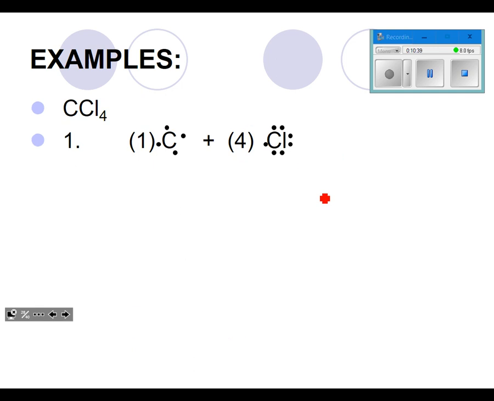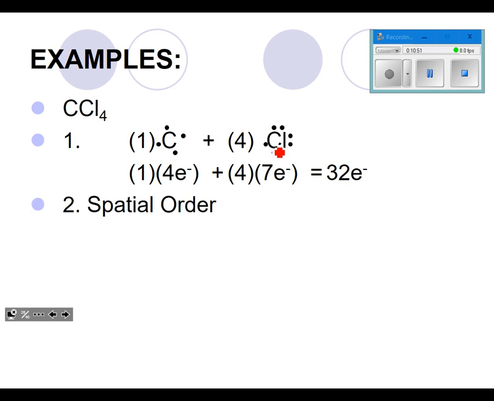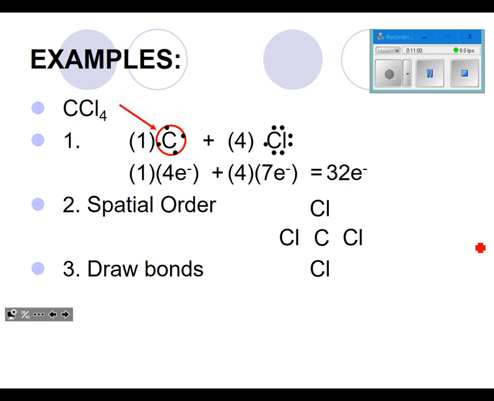Our next example, CCl4. Carbon has 4 valence electrons, chlorine has 7. So 4 plus 28 is 32 electrons. So we have to do spatial order. The smallest one is carbon, so it goes in the center, and we space the others around it. Step 3, draw your bonds, 4, between the elements and the central atom.